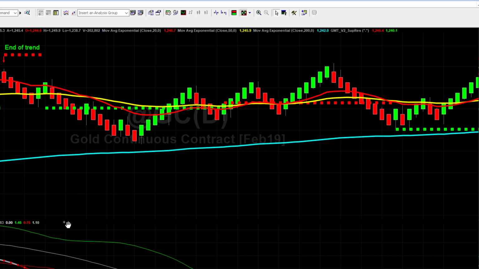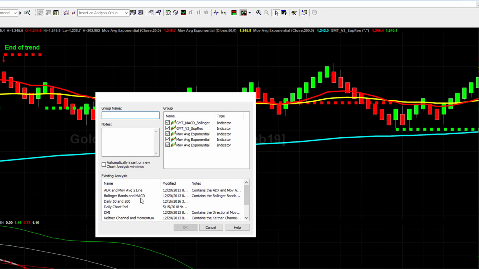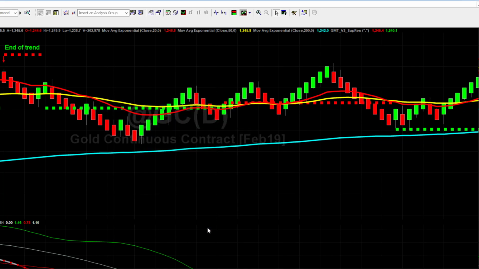And once you have those indicators on your screen and you've got the Bollinger Bands, all you do then is go to Save Analysis Group, give it a title, and then save that as your analysis group. That way, any time you set up a new chart, you can just add that analysis group in and it'll automatically bring those indicators up.